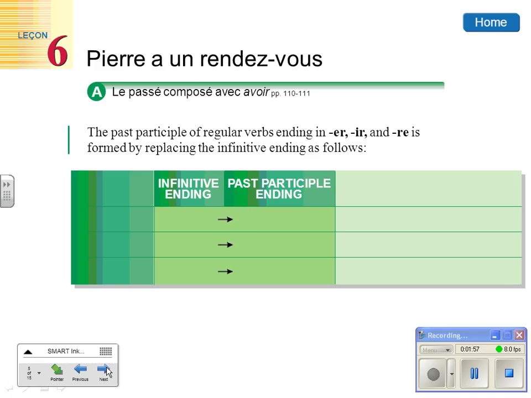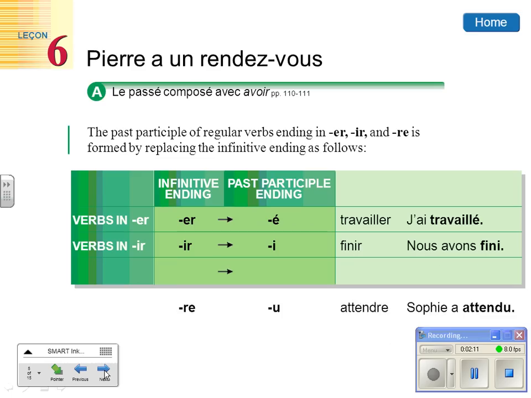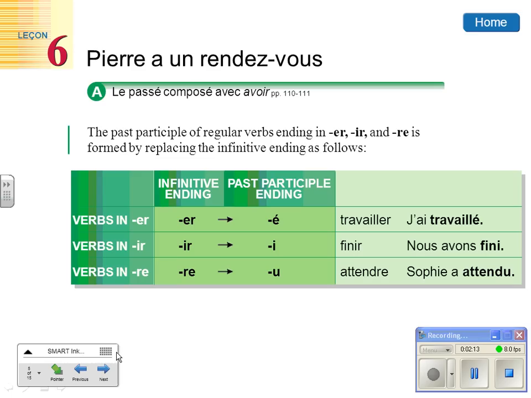Okay, so in this lesson we are just dealing with regular verbs. We'll learn a lot of irregulars as the year progresses, but for now we're just dealing with regular ER verbs, regular IR verbs, and regular RE verbs. And these are the patterns for spelling that second part, the past participle. So when we have an ER infinitive, we take off the ER and we add E accent aigu. And that's how we know how to spell the past participle.